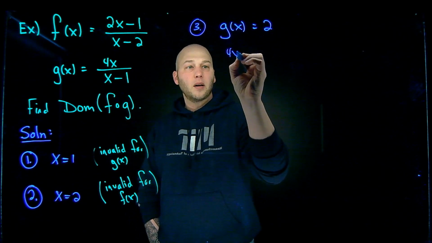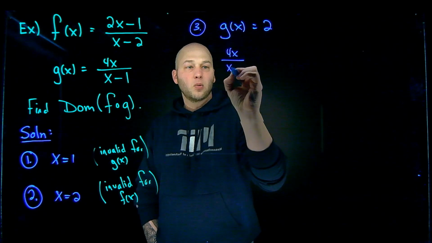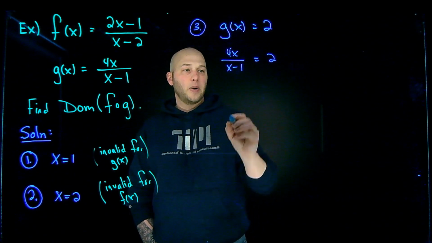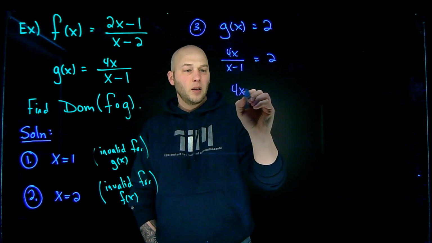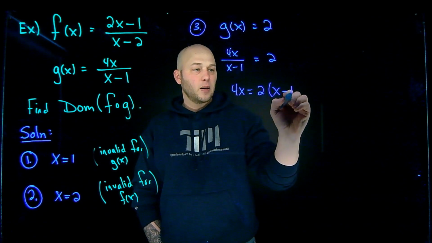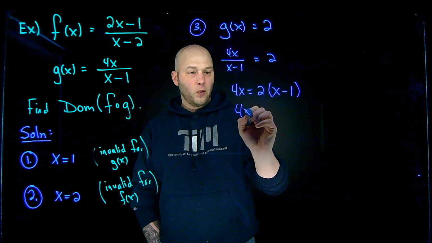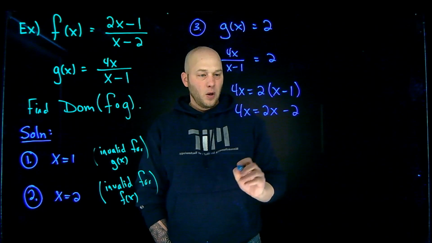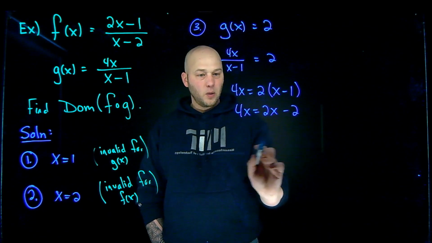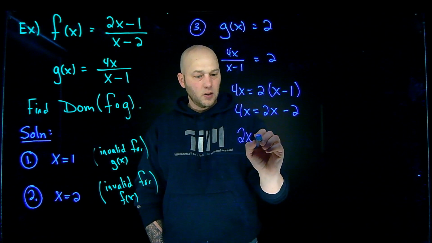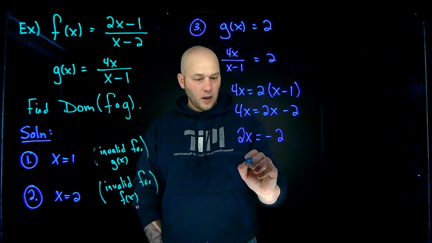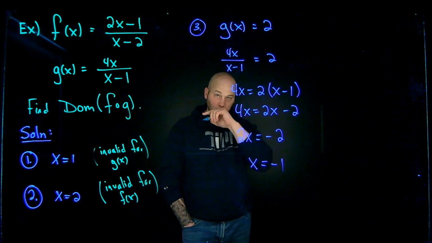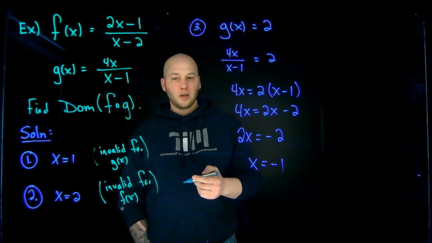Well, let's go ahead and solve this. I get 4x over x minus 1 is equal to 2. And we can clear the denominator to solve this. So 4x is equal to 2 times (x minus 1). 4x equals 2x minus 2. Then I add 2x over, so I get 2x is equal to negative 2, and therefore I get x is equal to negative 1 for the solution to g of x is equal to 2.